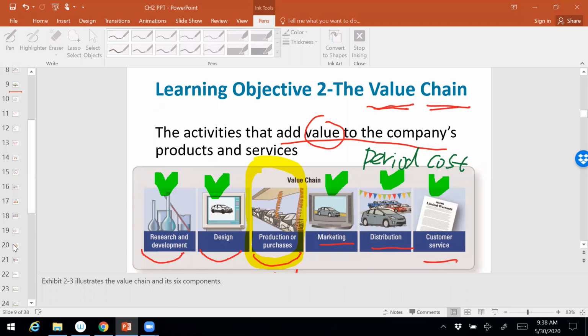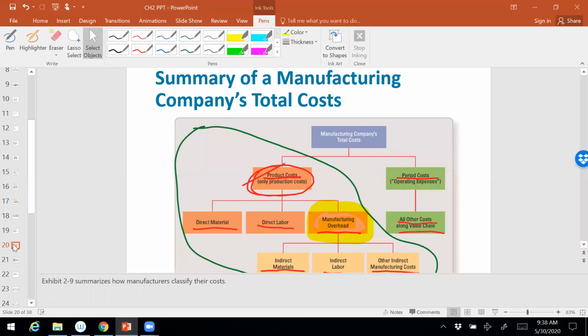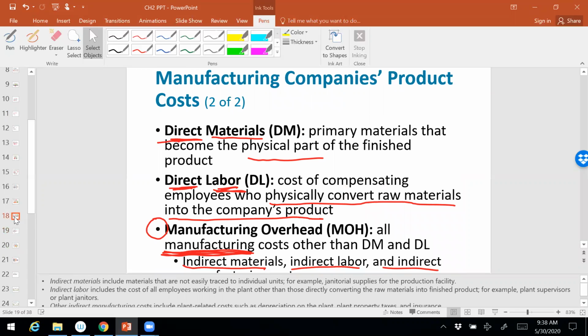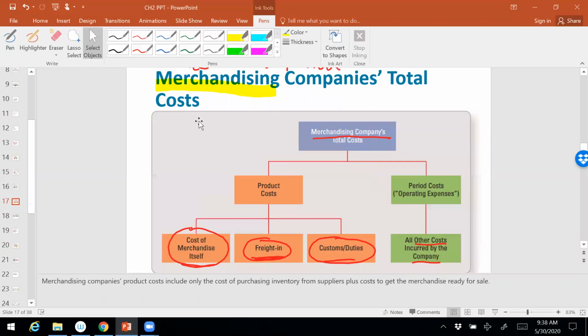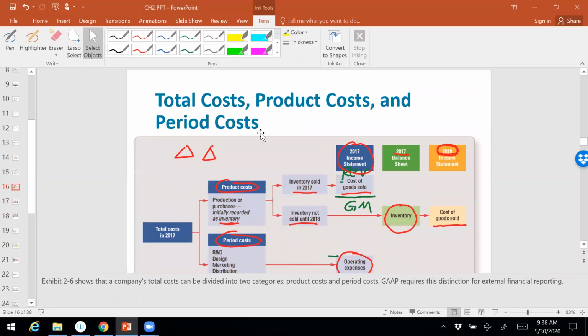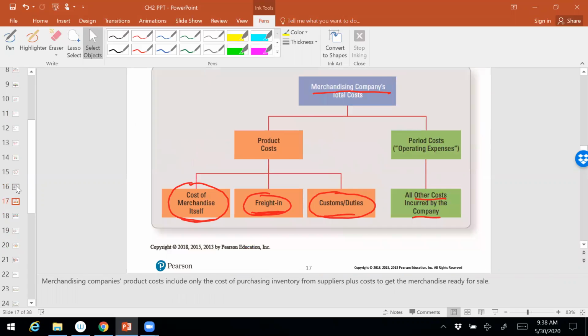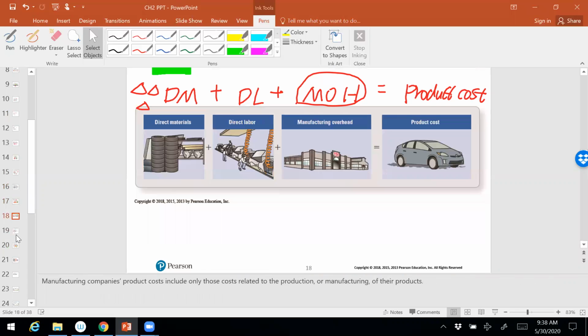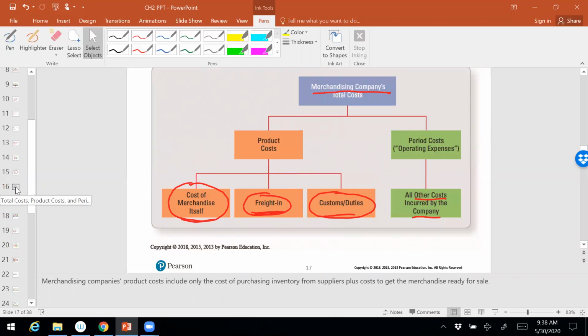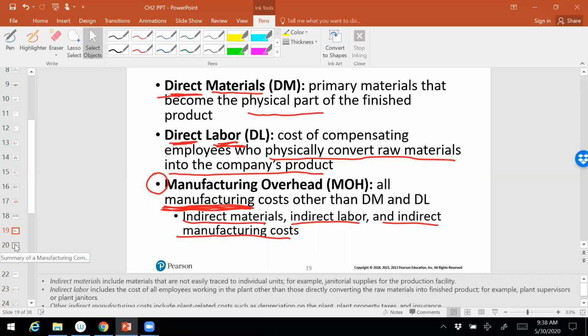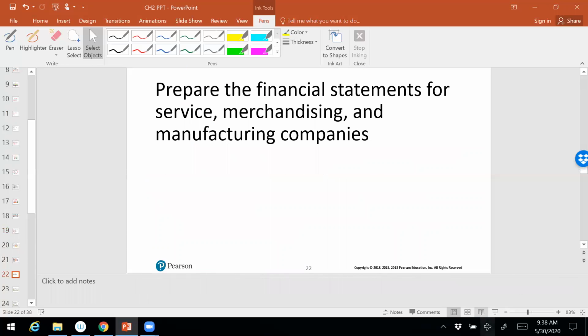We talked about product cost and we talked about period cost. We said service company, no product cost, because everything is just the period cost. For the merchandising company, they have three different parts of the product cost. And for manufacturing company, they also have three parts of the product cost: direct labor, direct material, and then manufacturing overhead. So let's do some practice together.